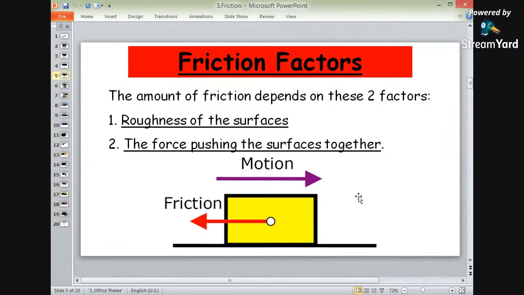It depends upon the roughness of the surface, and also upon the force which has been applied, the force pushing the surfaces together. So it depends upon the surface, and upon how much force has been applied. If we are moving this object to the right side, then the friction will be in the opposite direction, that is, on the left side.